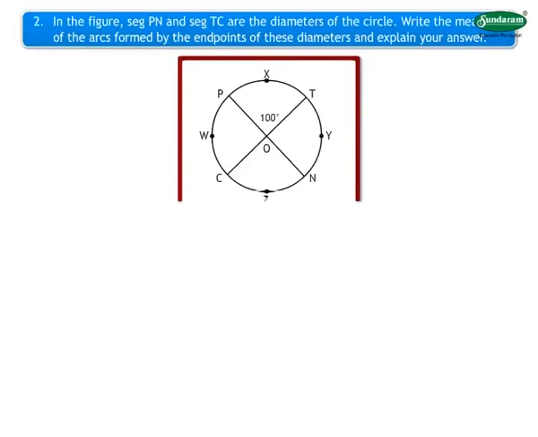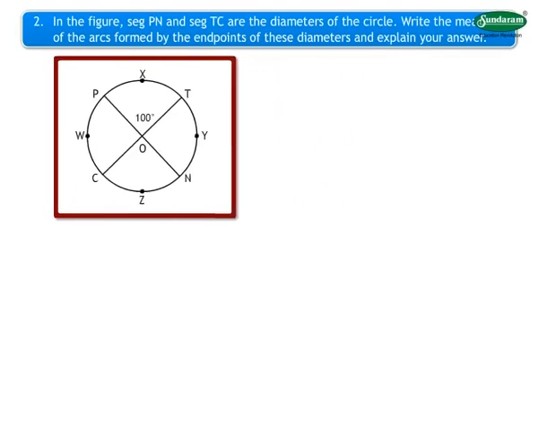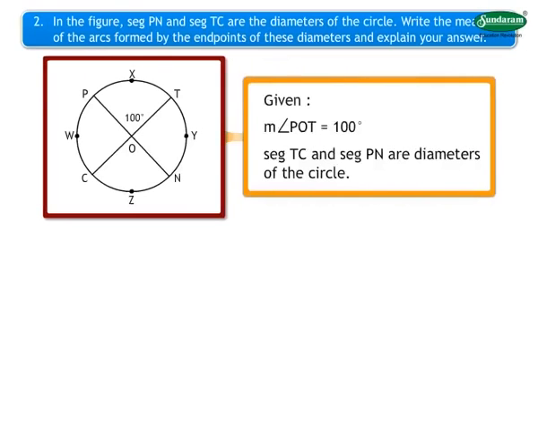2. In the figure, segment PN and segment TC are the diameters of the circle. Write the measures of the arcs formed by the endpoints of these diameters and explain your answer. Given, the measure of angle POT is equal to 100 degrees. Segment TC and segment PN are diameters of the circle.